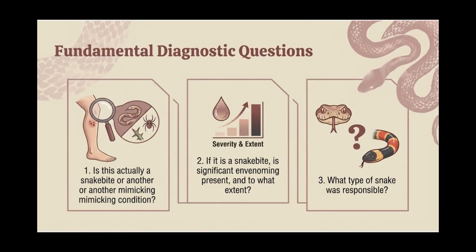Upon presentation of a suspected snakebite, healthcare professionals, including pharmacists involved in clinical decision-making, must consider three fundamental questions. First, they need to determine whether the condition is truly a snakebite or if it is another medical issue that appears similar. If it is confirmed to be a snakebite, the next step is to assess whether significant envenoming has occurred and to evaluate its severity. Finally, it is important to identify the specific type of snake responsible for the bite. Addressing these key questions is crucial for ensuring appropriate treatment and management of the patient.